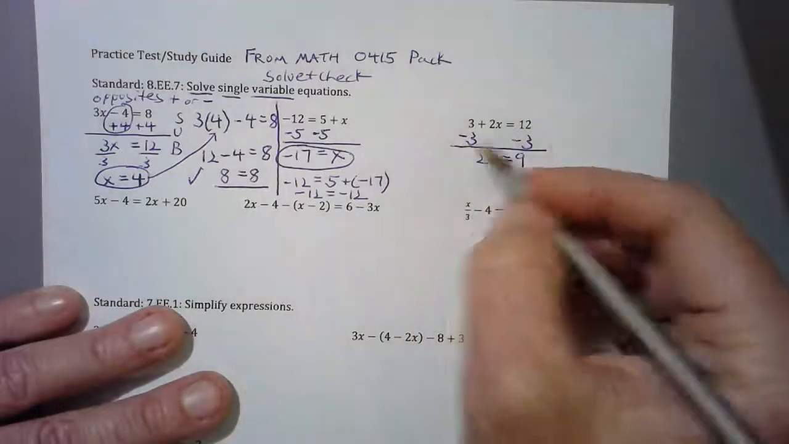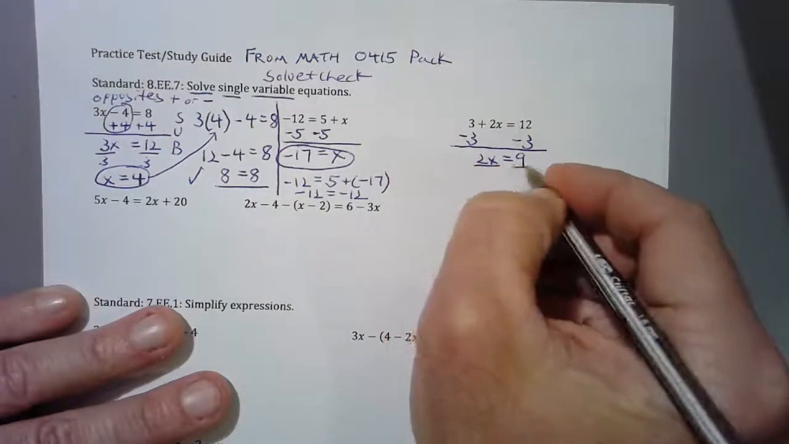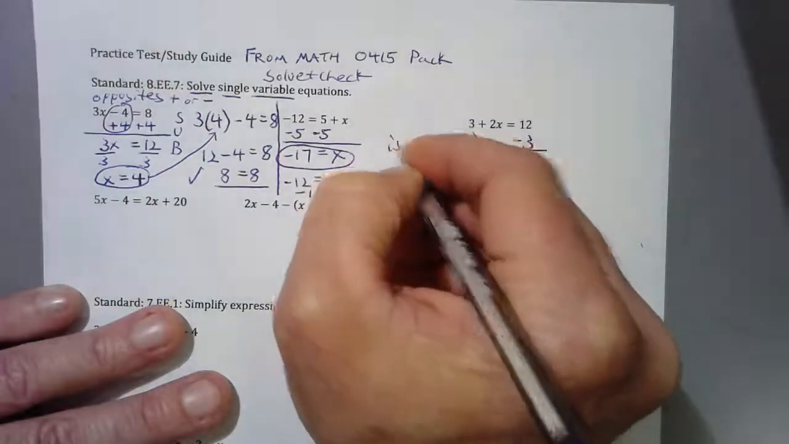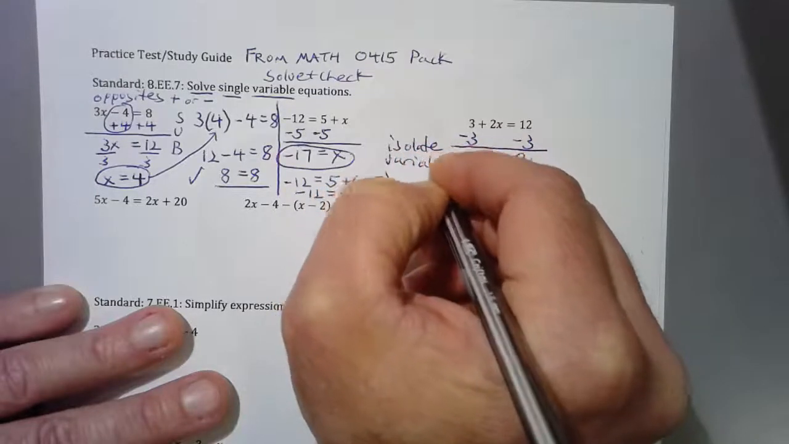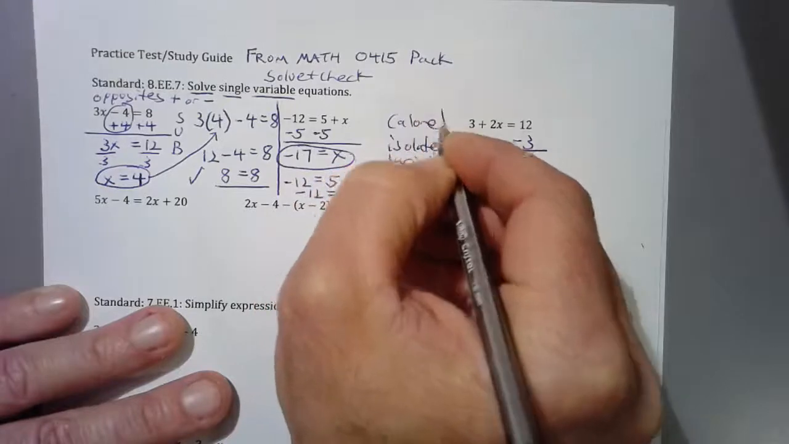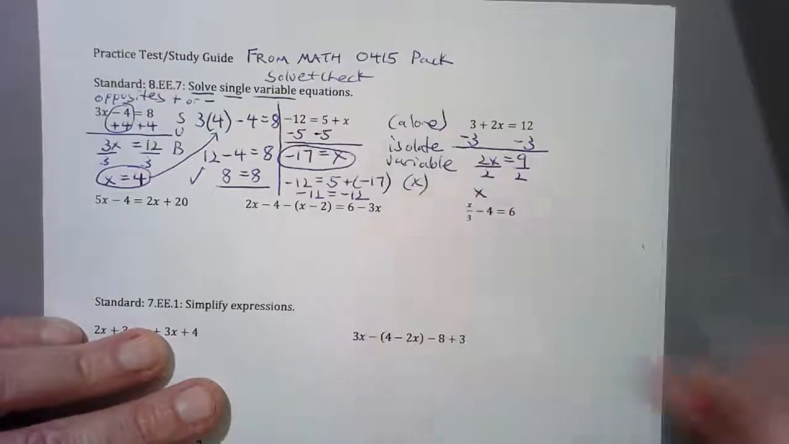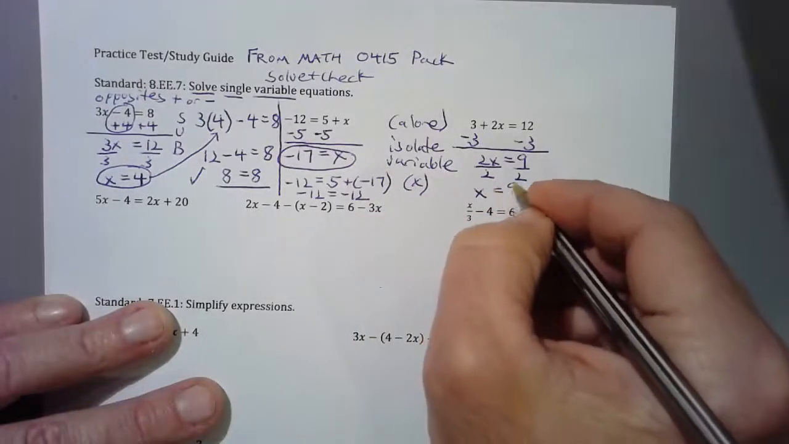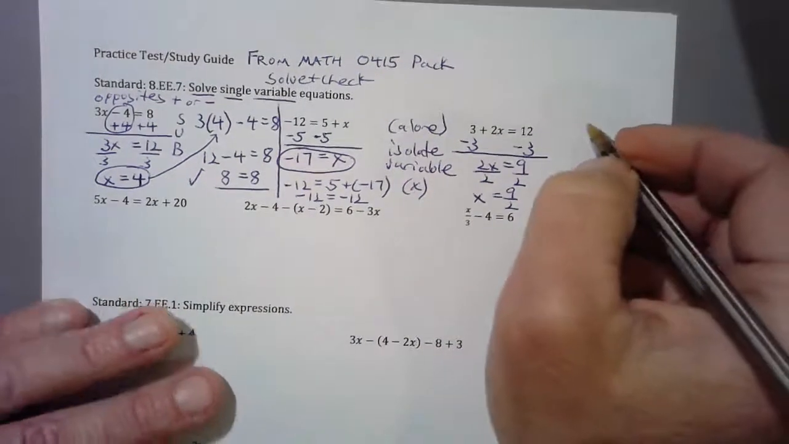So I take away 3, both sides. Now I'm going to have to divide by 2 to get x by itself. Isolate the variable. Isolate means alone. Variable on this page is x. Could be any letter that represents an unknown value. X equals 9 over 2. Let's go ahead and check that one.